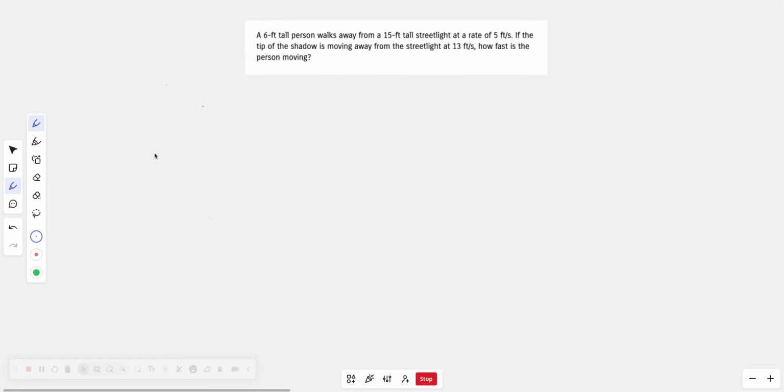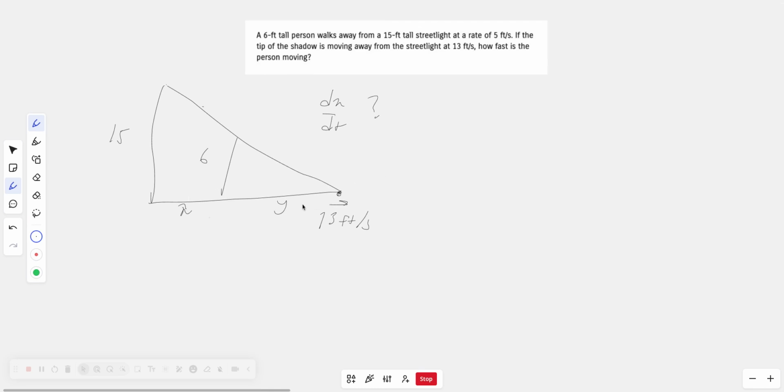So first we're going to model this situation. So we have a 15 foot tall streetlight and a 6 foot tall person, and the tip of the shadow over here is moving away at a rate of 13 feet per second. These two distances over here I'm going to represent with x and y because they can change. And in this case, we're solving for dx over dt because that's the rate at which the person is moving away from the streetlight.